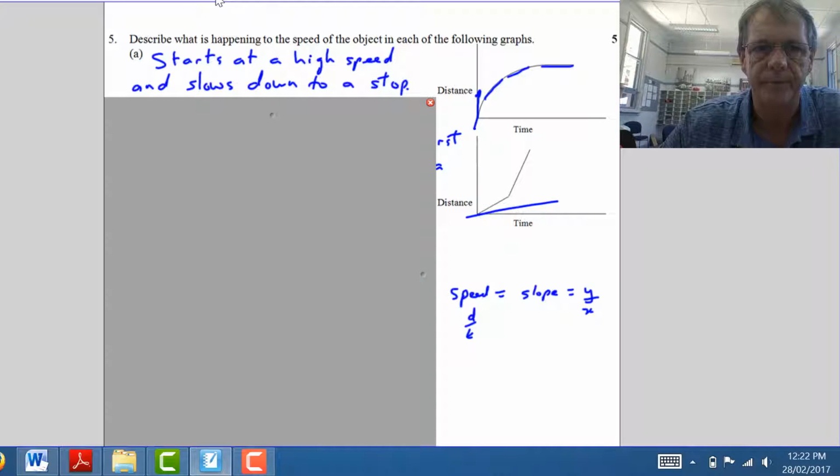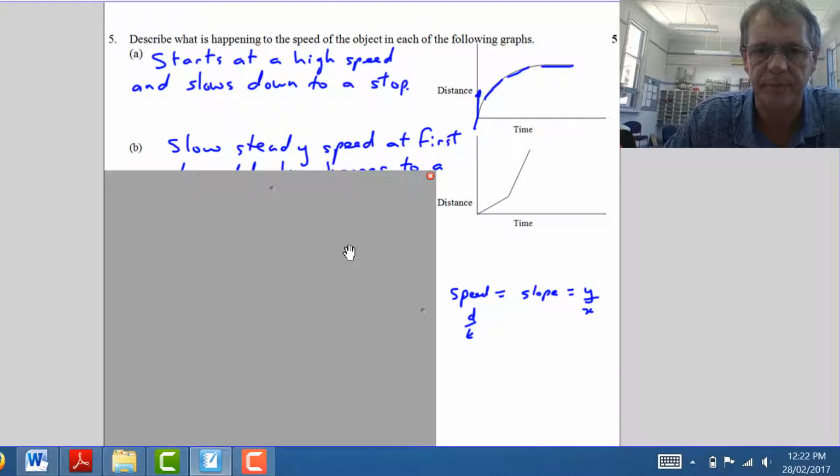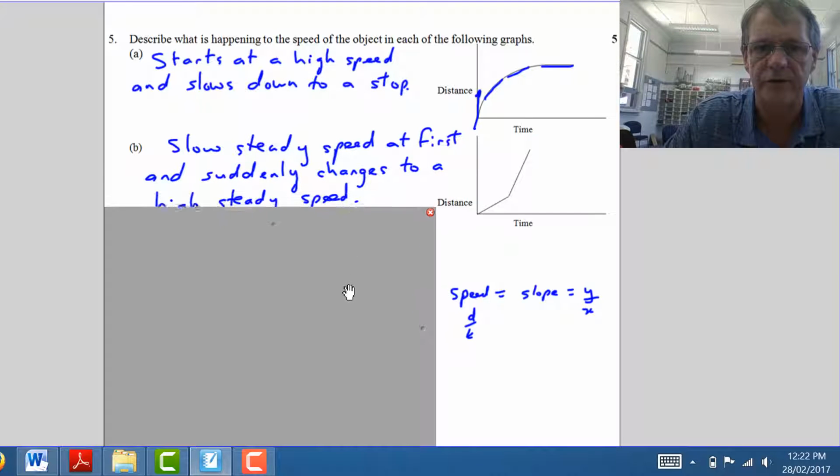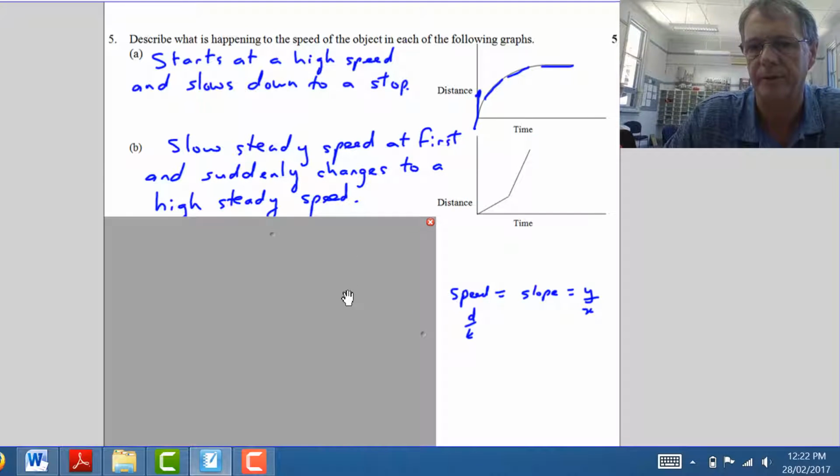In the next one then, if you look at that down here, you've got a steady slope there, which is quite low, so you've got a steady slow speed, and then suddenly here it's actually changing to a steeper slope, so it's now going at a steady high speed. It's steady because the slope is steady. So you need to point out that it's a steady slow speed to start with there first, and suddenly it's going to a high speed because there's a high slope there. Okay, that's sort of the last one then.